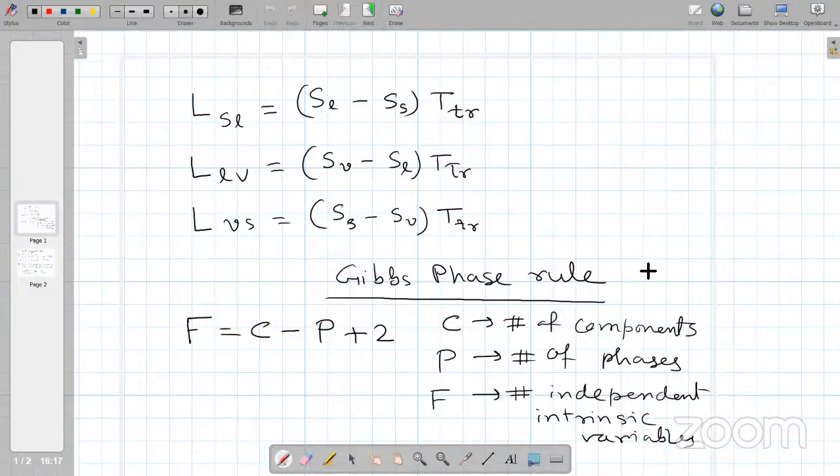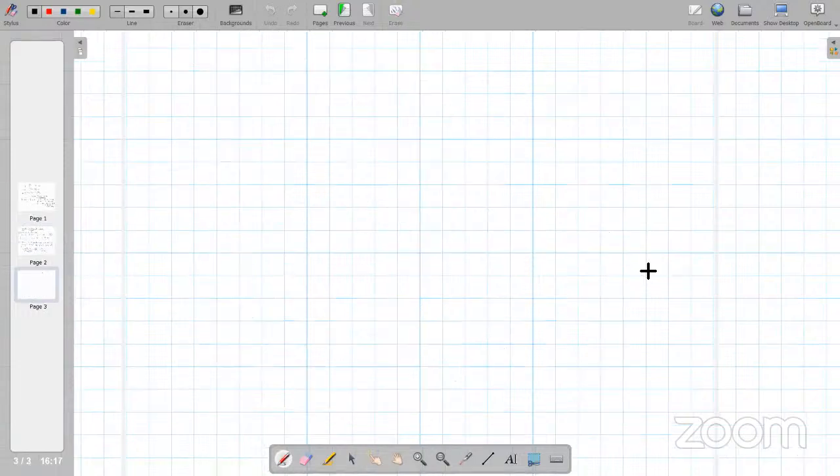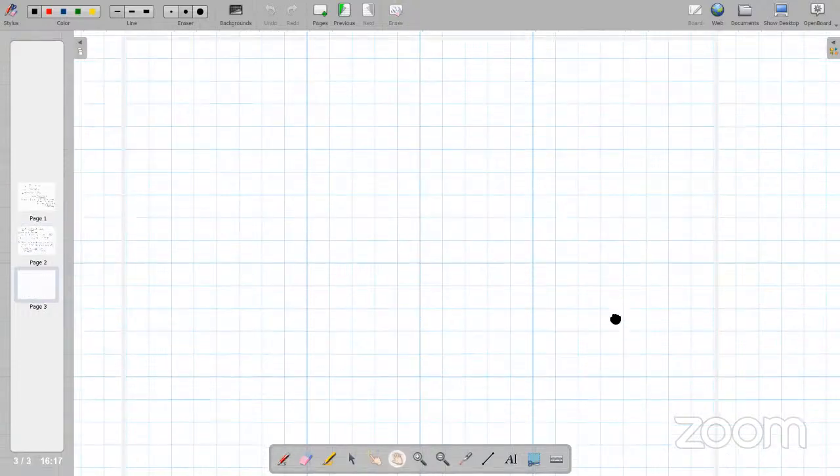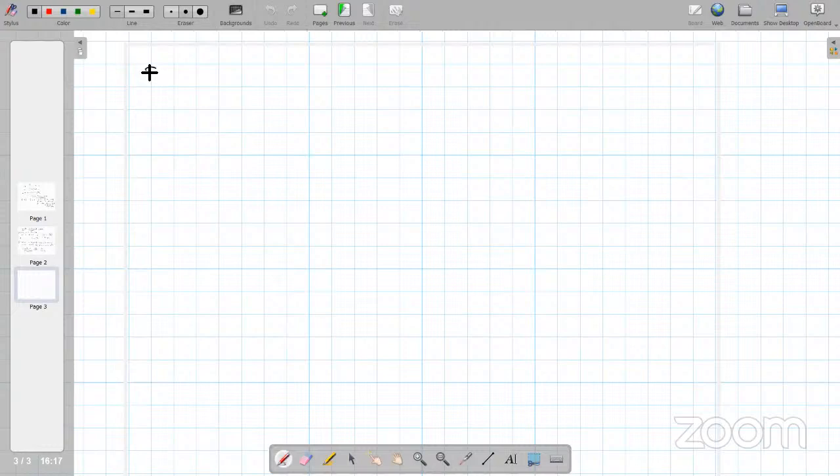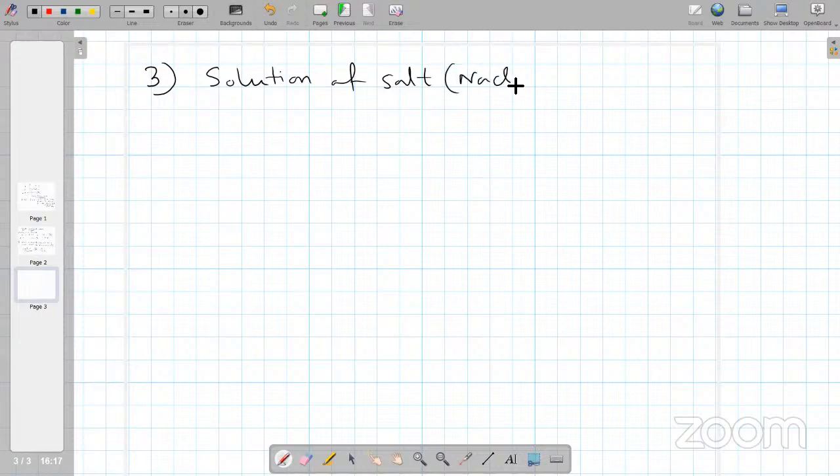Next, we take another example, that of a solution of salt, which is NaCl, simple NaCl. It could be anything actually, salt, sugar, and instead of NaCl, we can also have KCl, it does not matter, in water.